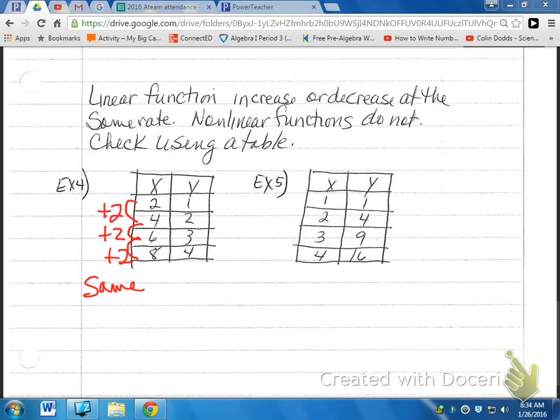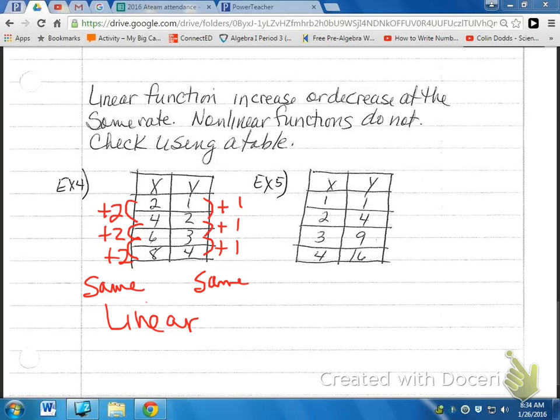Let's look at the y. It's got to also be the same for it to be linear. So 1 to 2 plus 1, 2 to 3 plus 1, and 3 to 4 plus 1. That is also the same rate. So because they are both the same rate, you would say that it is linear. Because they're the same rate on both sides, they're increasing by the same rate, it is linear.